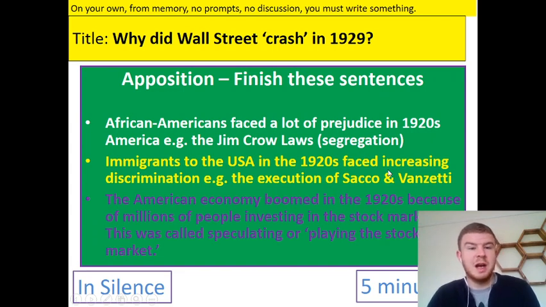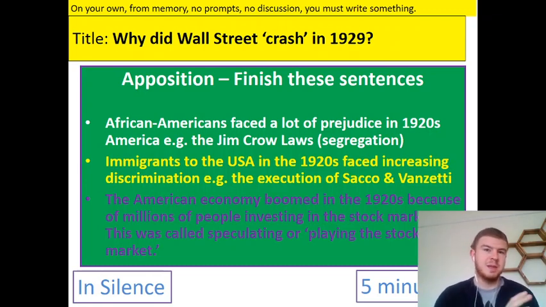You could say something like African Americans faced a lot of prejudice in the 1920s in America. For example, the Jim Crow laws. We looked at this idea of segregation, of African Americans being kept separate from white Americans. Jim Crow, remember, was this cartoony type character, another way of insulting African Americans.